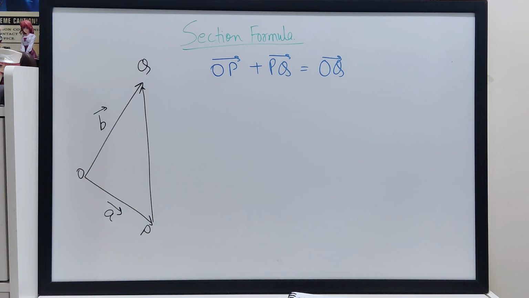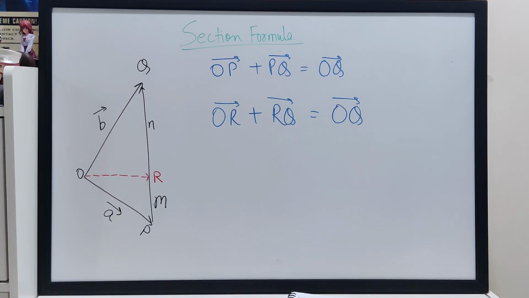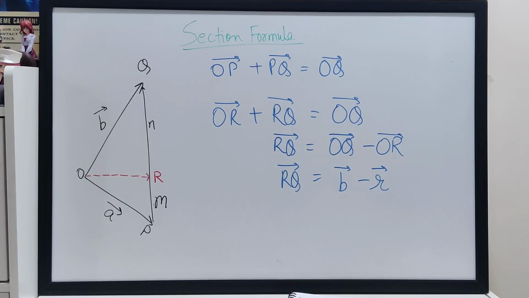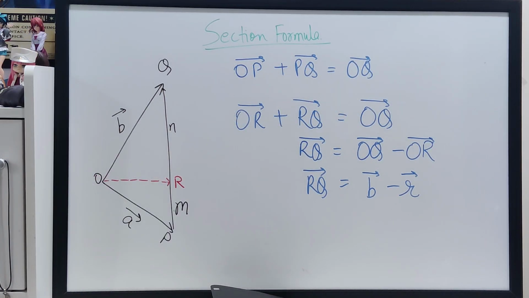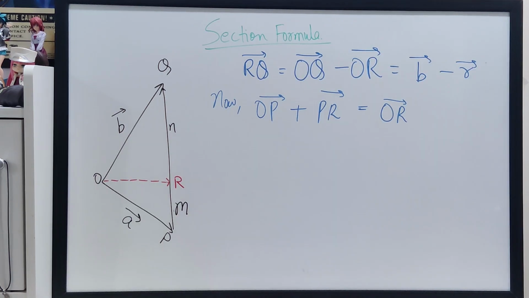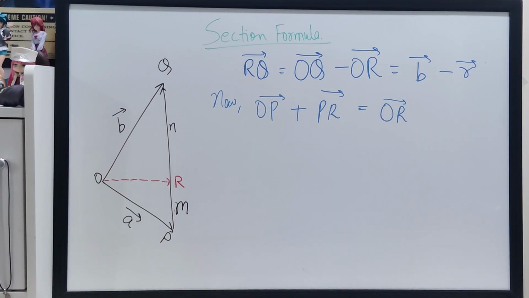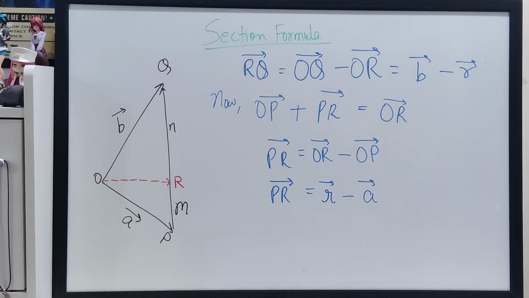Now a line OR intersects vector PQ and divides vector PQ in the ratio m:n. So vector OR plus RQ is equal to OQ. Now RQ is equal to OQ minus OR, which is equal to vector B minus R. So OP plus PR is equal to OR. So PR is equal to OR minus OP, which is equal to R minus A.